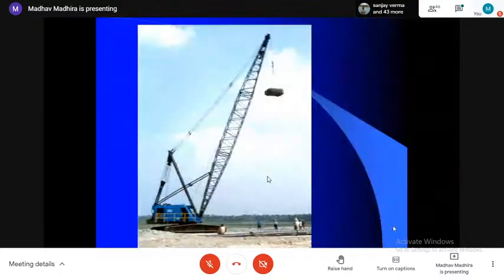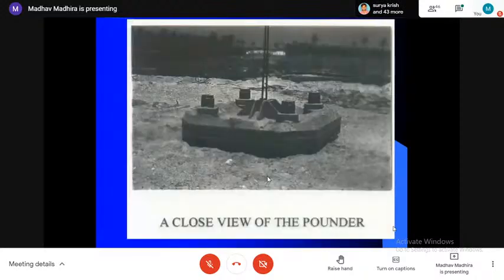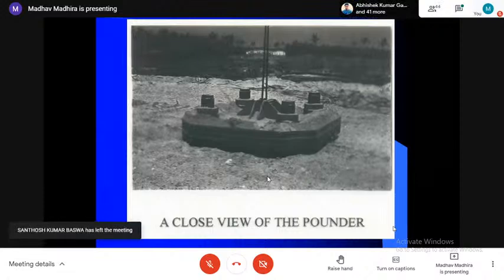Then here is the very simple equipment. All you need is a good crane which can lift and drop from a height. The pounder here is about 20 to 25 tons, and then you drop it over a height of 15 to 20 meters. This is how the pounder looks. It will be a series of steel plates bolted and welded together, or sometimes you fill a steel box with concrete and use it too.